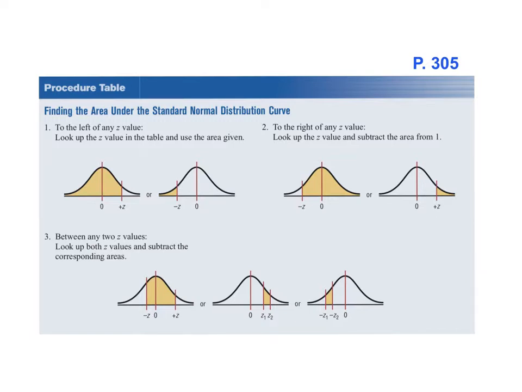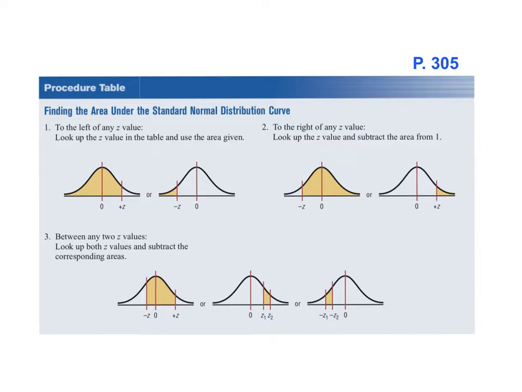The other case that we're going to look at is finding the area in between two z values. And all you do is you look those values up in the table and subtract them. Subtract the one on the right. And that goes first, so it's the higher z value minus the lower z value.